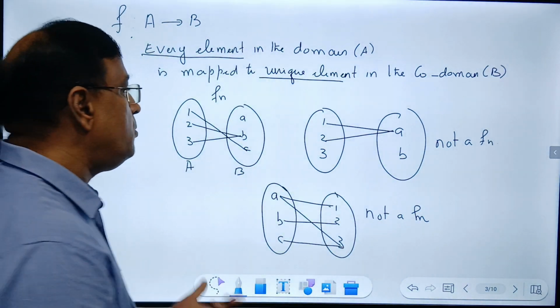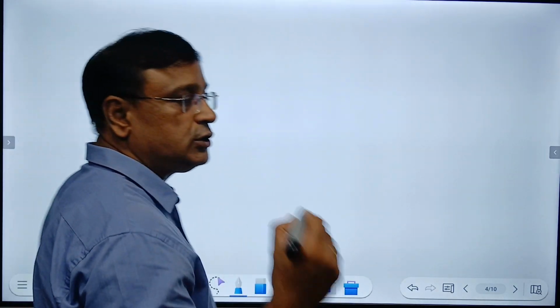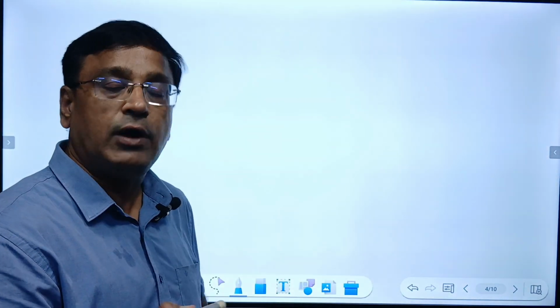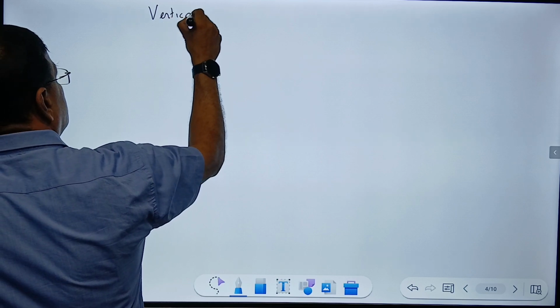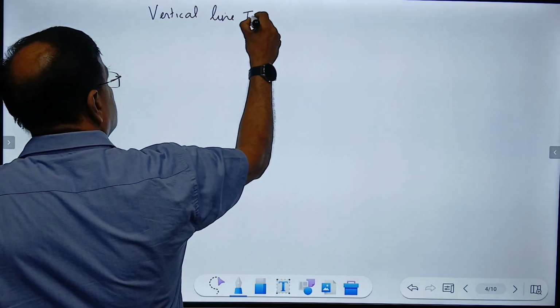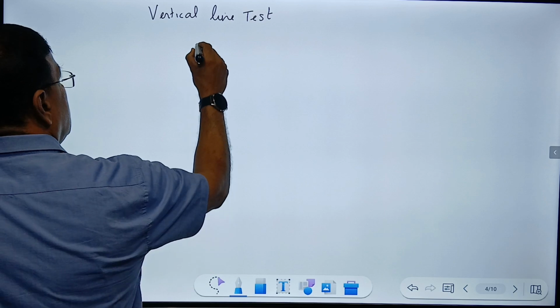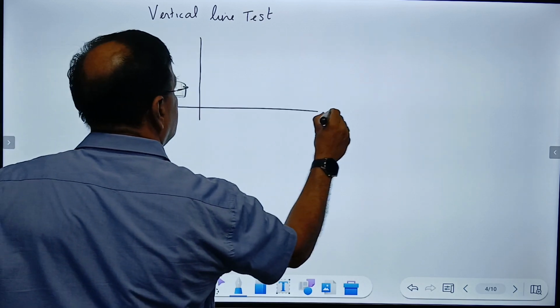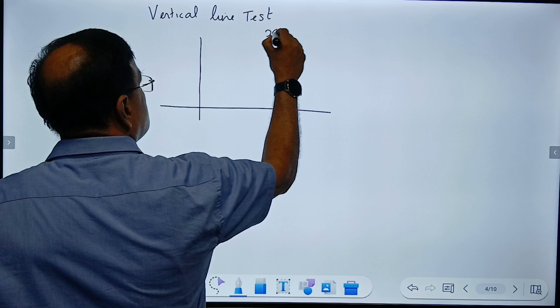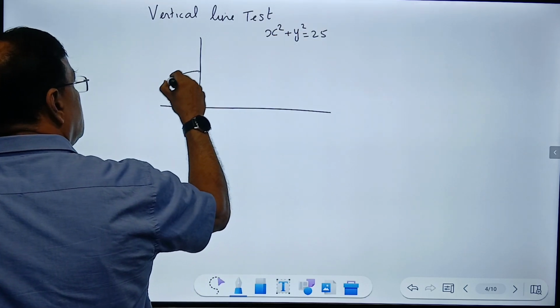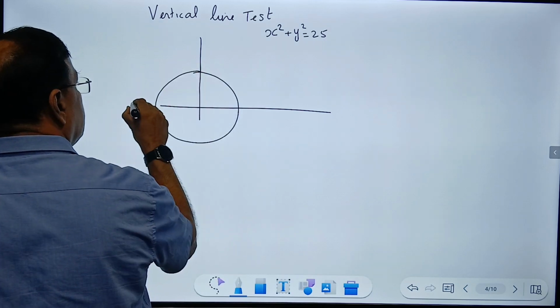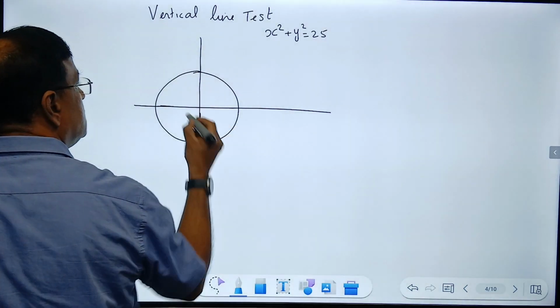Okay. Now geometrically, let us try to understand it. When a function or an expression is given, how do I determine whether it is a function or not? We have something called the vertical line test. Now what is a vertical line test? If I have a graph, say x square plus y square equal to 25, you know this is a circle with center origin and radius 5.